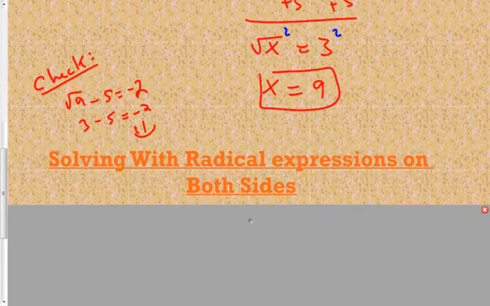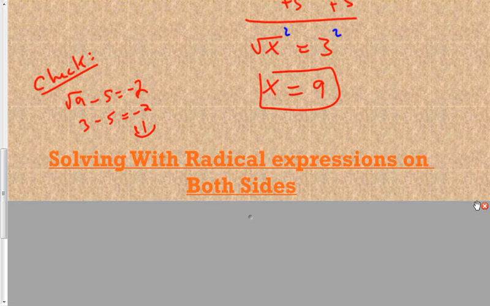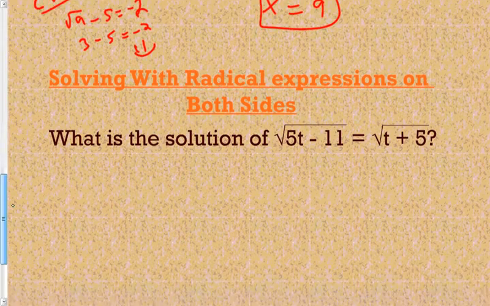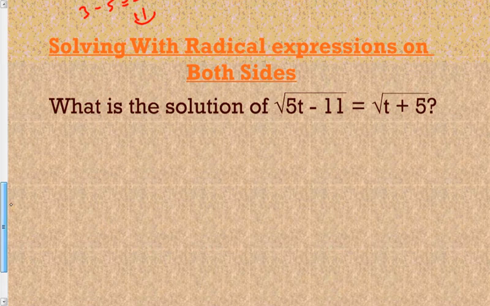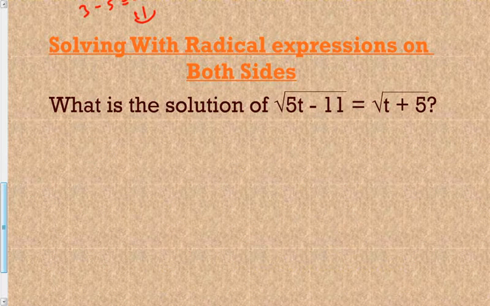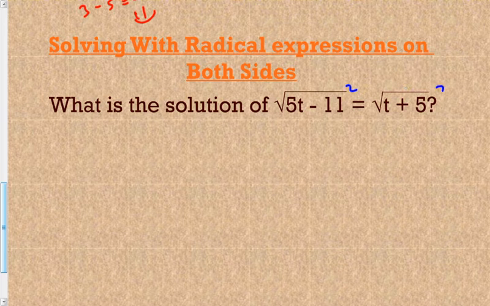Now, let's look at solving with radical expressions on both sides. Just like you might have variables on both sides, sometimes you have radical expressions on both sides. So there's nothing to get rid of, like we said before. There's no extra thing that we need to add or subtract or divide from both sides. It's just radical on both sides. So what we're going to do is the same thing then. Step 2 is to square both sides. And that'll cancel out the square roots.